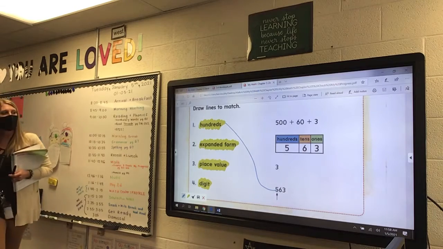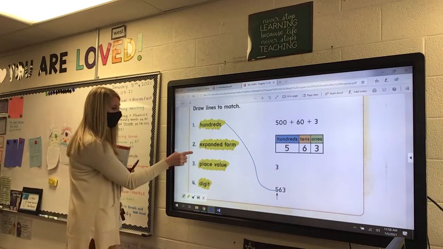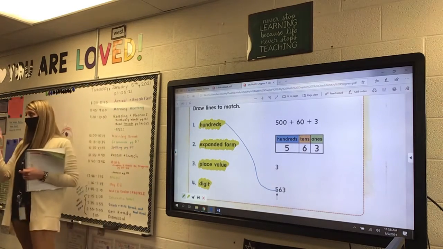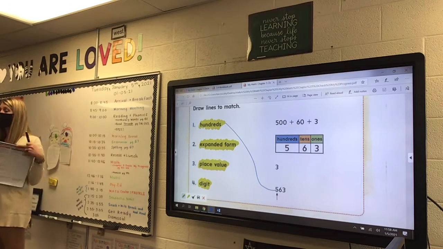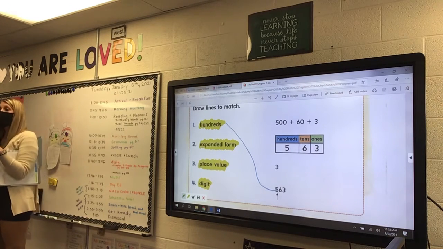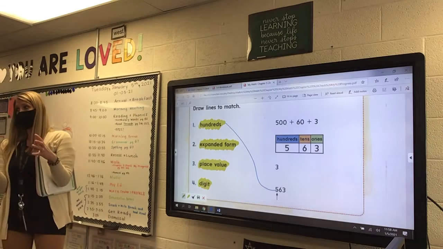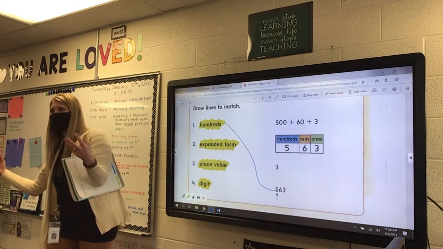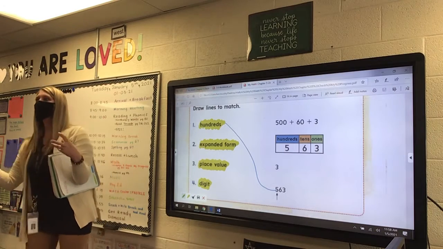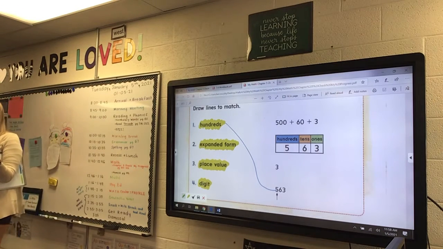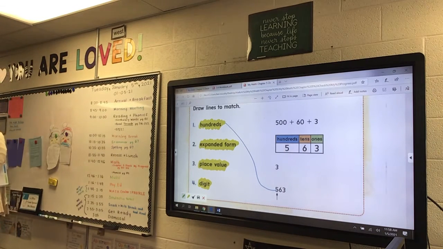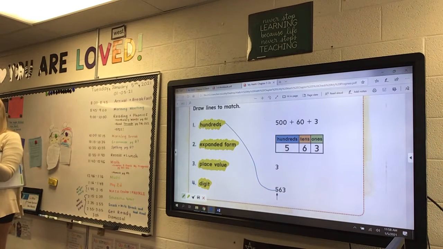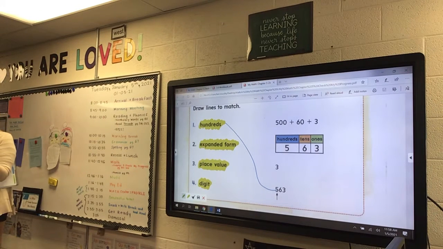All right, number 2. Let's see if this person can get the expanded form. Now, yesterday Rain was gone when we talked about expanded form. So most numbers are in standard form, but sometimes we have to stretch that number out, like Slinky Dog, and stretch out that number. Charlotte, can you come up and do expanded form?